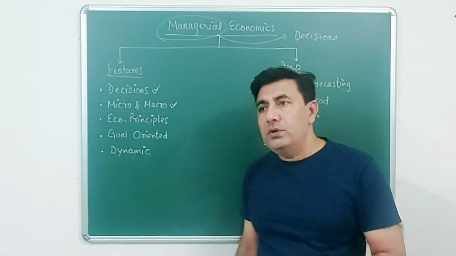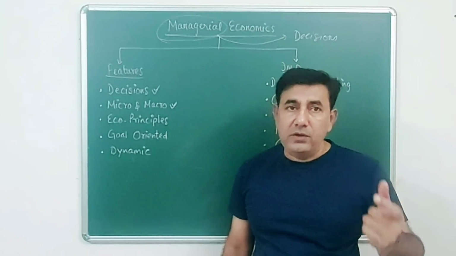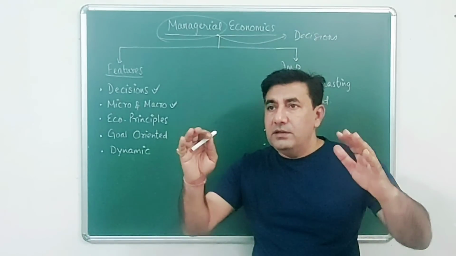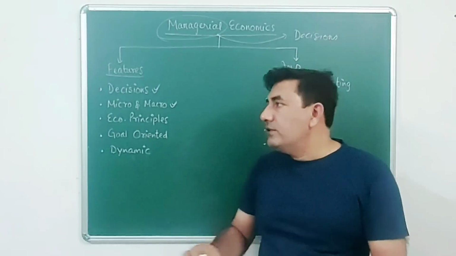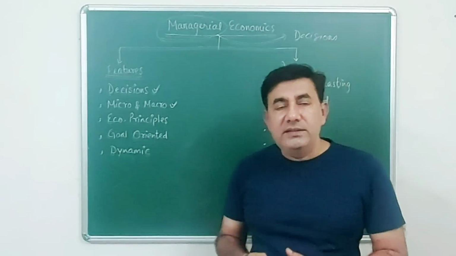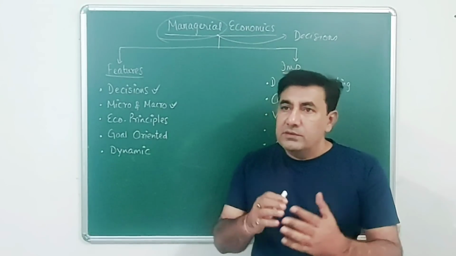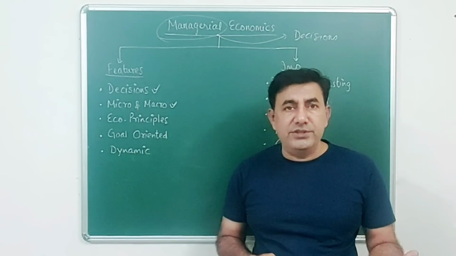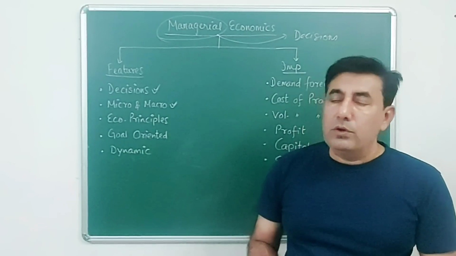Micro means when economics studies the individual component, that is called microeconomics. And when economics studies the entire country or the whole world, then it is called macro. So like a country, a government can take decisions, that is called macro. And when a particular firm takes decisions using managerial principles, that is called microeconomics.